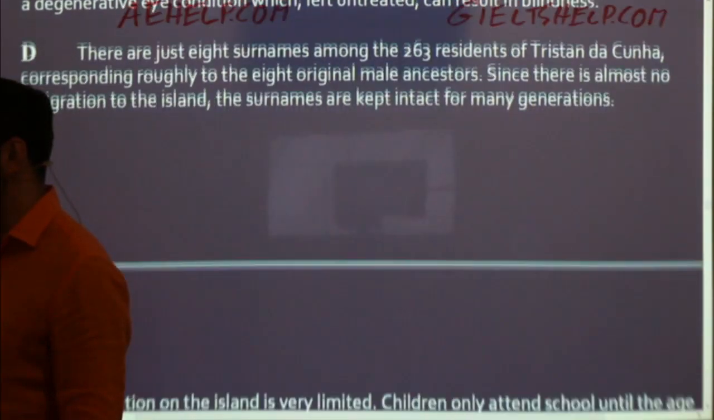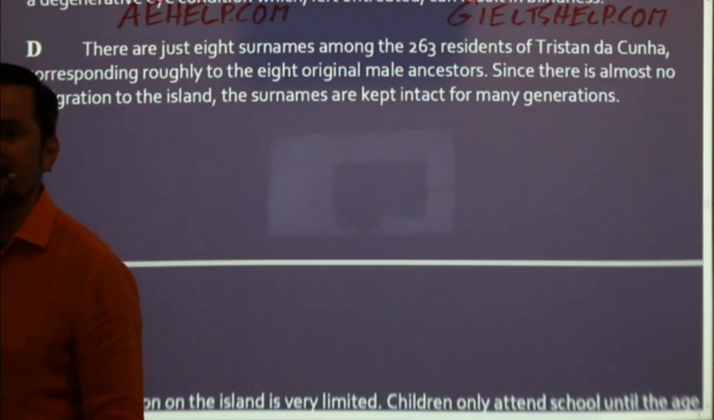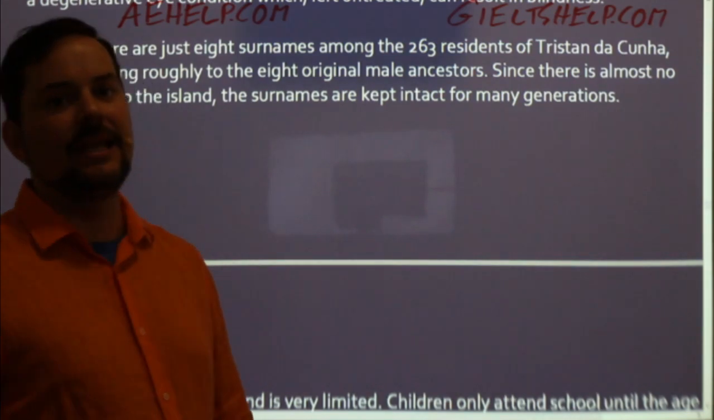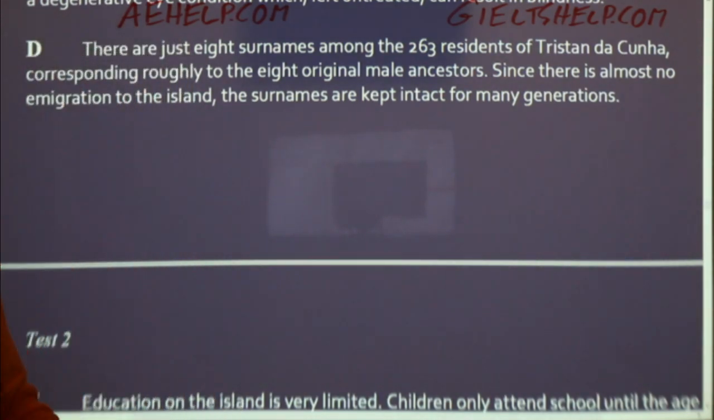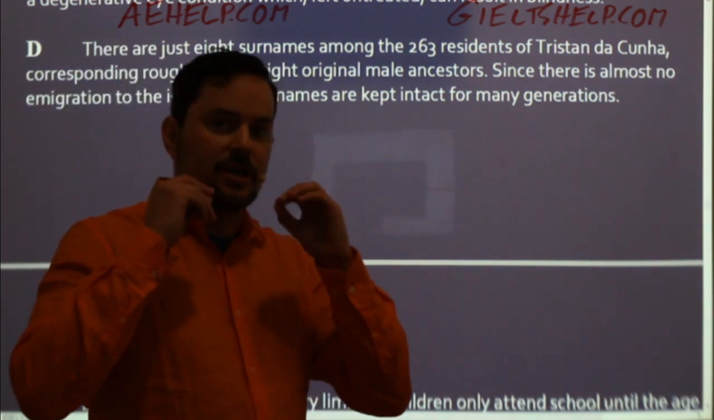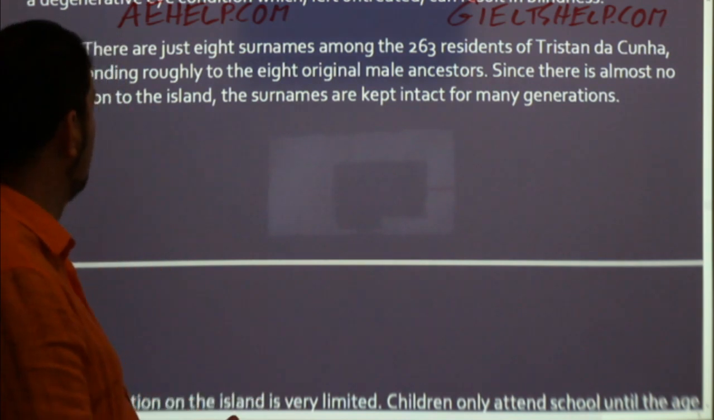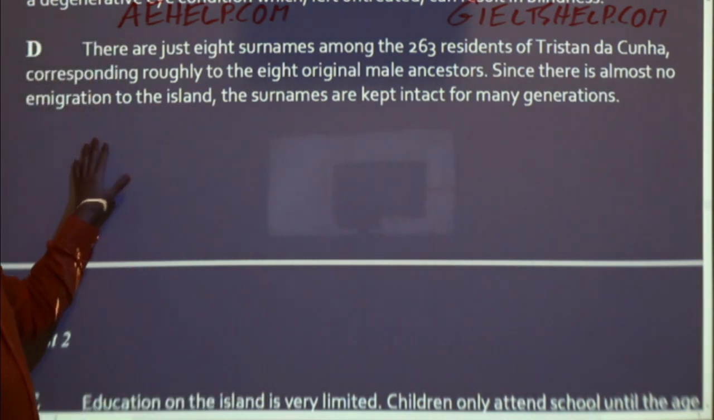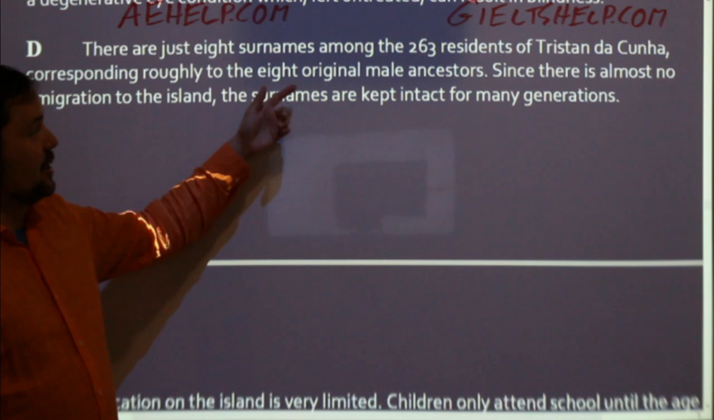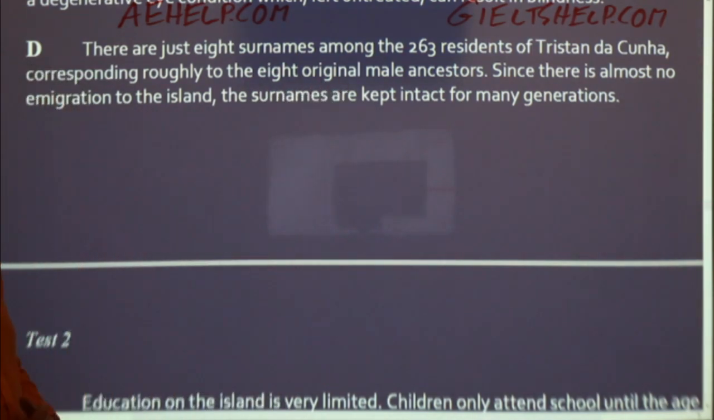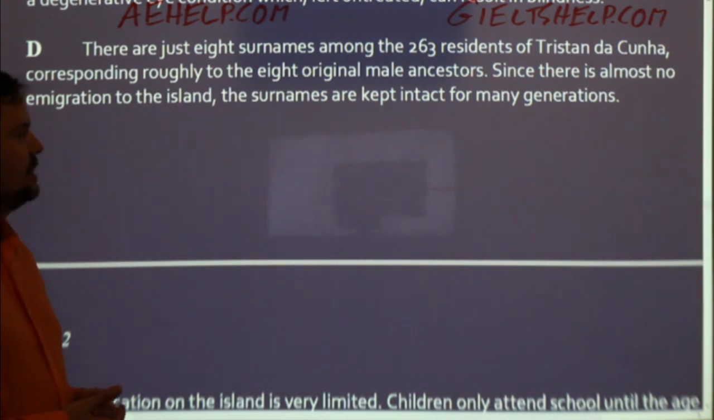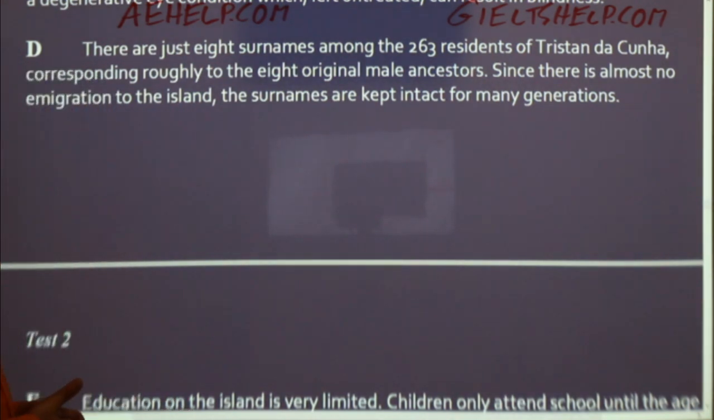So continuing on from paragraph D, please read nice and loud with me, okay? So use your mouth, use your tongue so you can hear yourself. It's a really important part of good reading practice. So here we go. Follow with me. There are just 8 surnames among the 263 residents of Tristan de Cunha, corresponding roughly to the 8 original male ancestors. Since there is almost no emigration to the island, the surnames are kept intact for many generations.